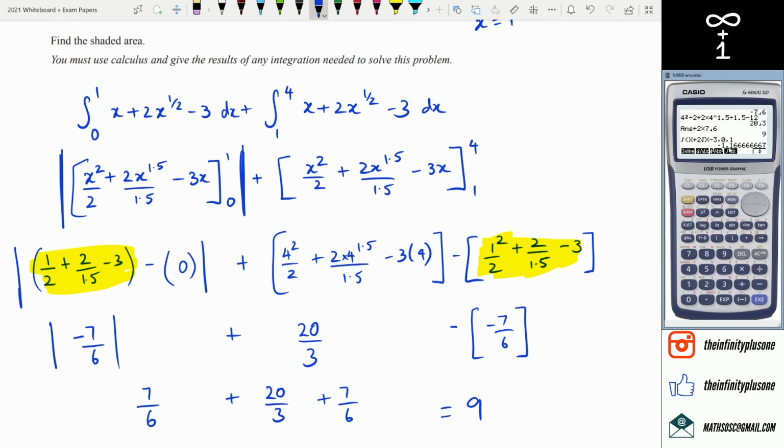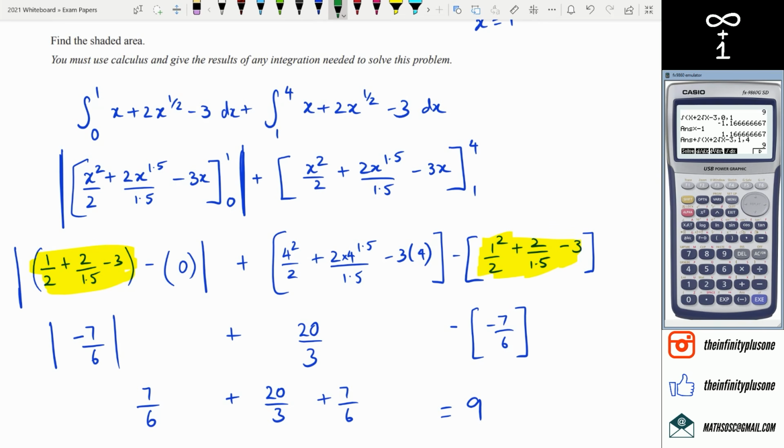Now this is negative, right? So I've got to take the absolute value of that, so I'm going to multiply it by negative 1 to make it into a positive value. Then I'm going to add that with the integral of the same thing, x plus 2 root x minus 3, between 1 and 4. Put that together, there's my answer of 9. So I would probably just do a bit of a sneak thing. This is just another way for you to check your answer, but I probably wouldn't have wasted my time doing that negative 7 over 6 plus 20 over 3, all that stuff. I would just go straight into there.